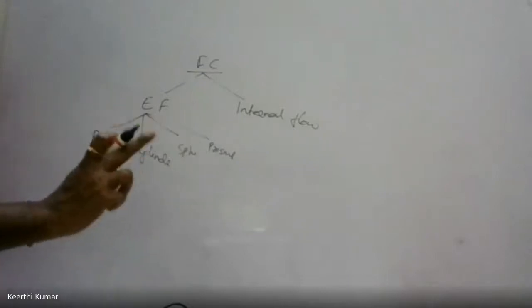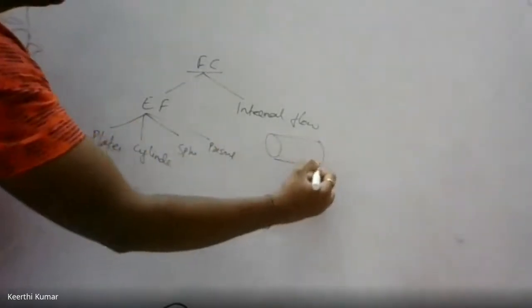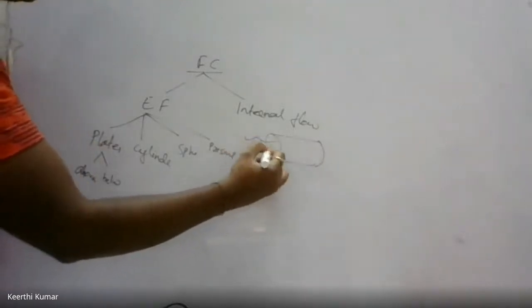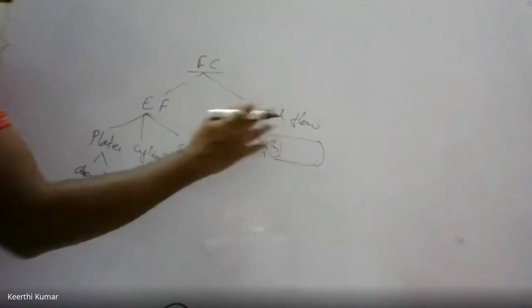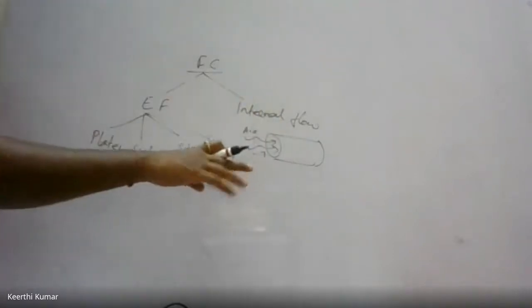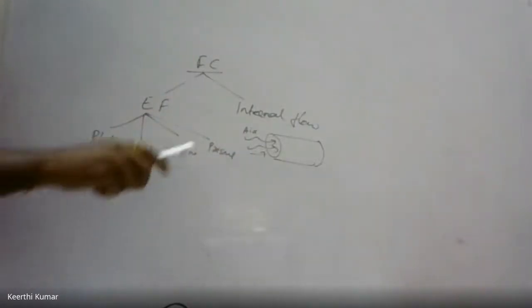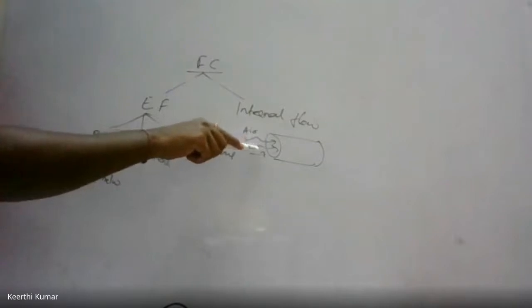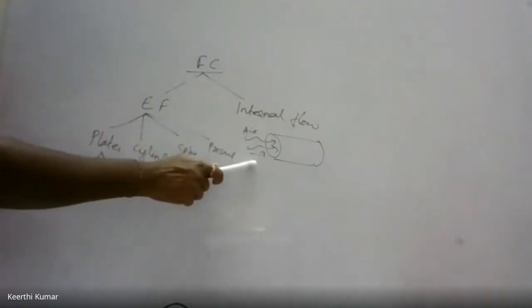Now I'll go for the internal flow. Internal flow means what? Only one concept, that there will be a tube. Inside the tube, a hollow cylinder, if air or liquid, any fluid, is flowing, what is the heat transfer between the fluid and the pipe? That we are going to solve by using convection. What is the heat transfer between the pipe and the fluid? By convection, we will solve now. Clear? Only this is there in the internal flow.